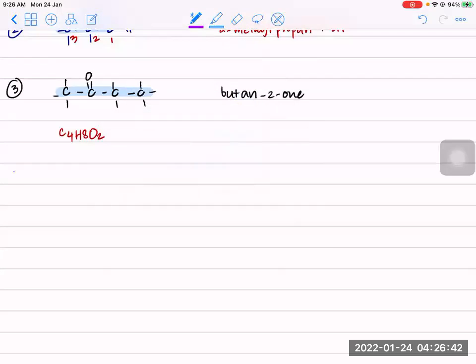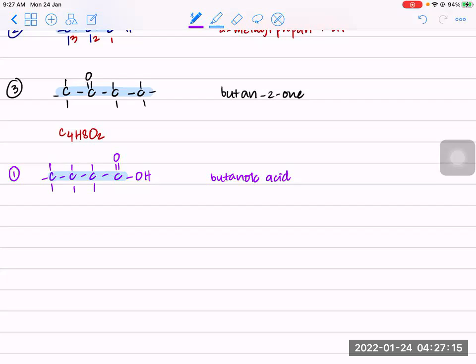Let's see. So now the first one we'll make will be a 4 carbon acid. Can you name this? This is an acid. Butanoic acid. So this is a 4 carbon acid, butanoic acid, or you can call it butan-1-oic acid because the acid is on carbon number 1. Acid is the most important functional group. It will always get carbon number 1.